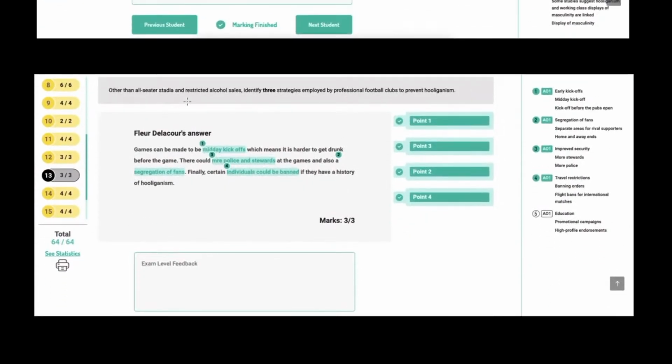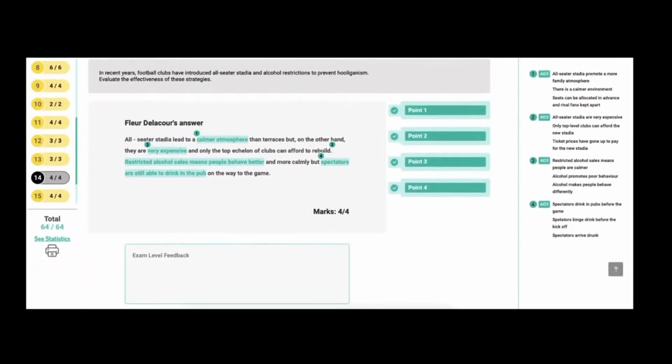Other than all-seater stadiums and restricted alcohol sales, identify 3 strategies employed by professional football clubs to prevent hooliganism. Kick-offs early, more police and security, segregation. I've put my bogey in again: banning people. So it's asked for 3, I've given 4. Now, just one thing about here though. Generally speaking, if they ask you for 3, they will only mark the first 3. So make your first 3 answers as strong as possible. Even if you're going to make a 4th and a 5th, make the first 3 strong. All right, one more here.